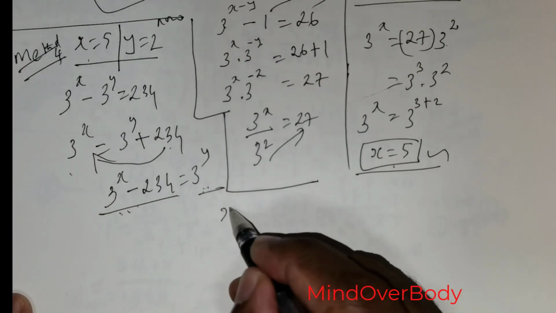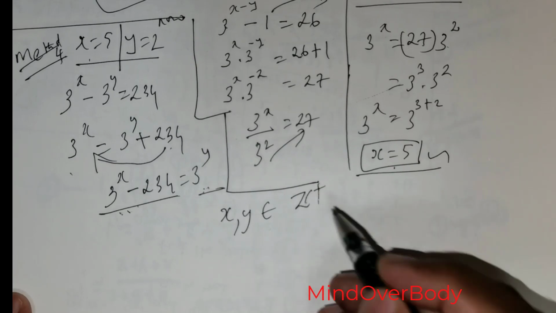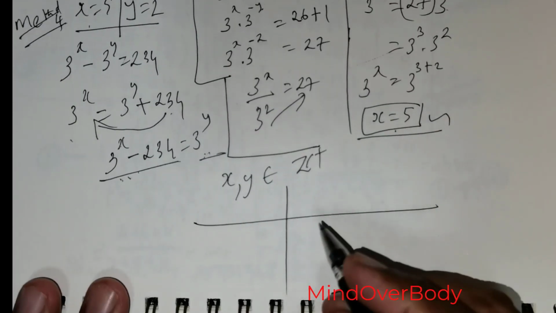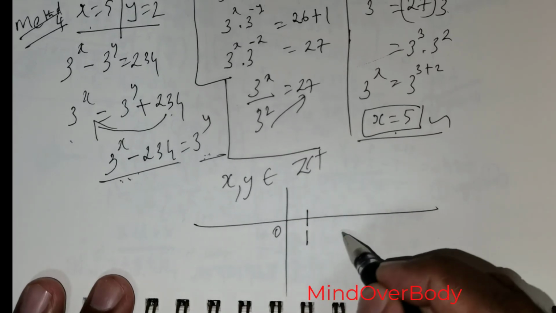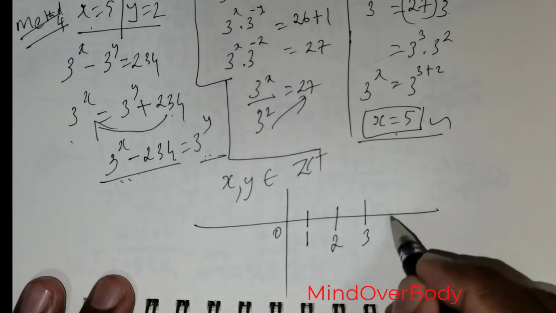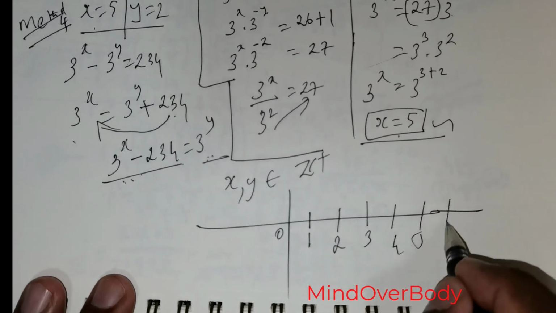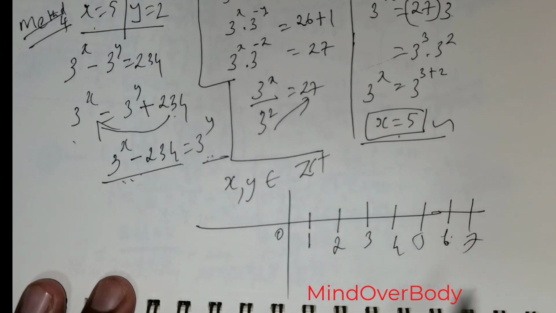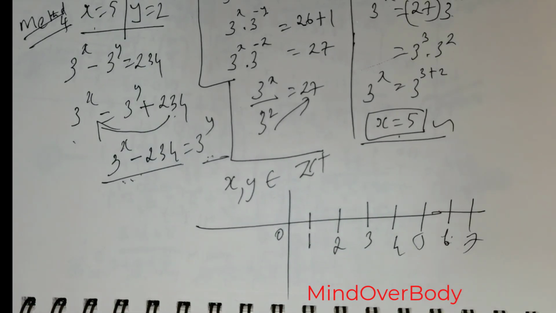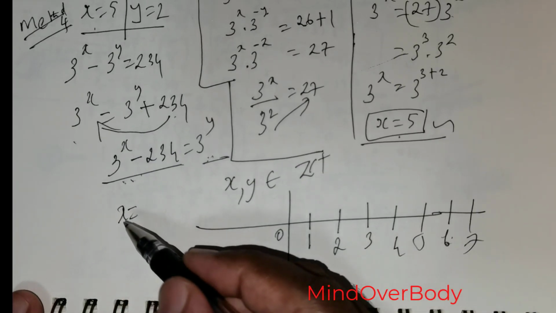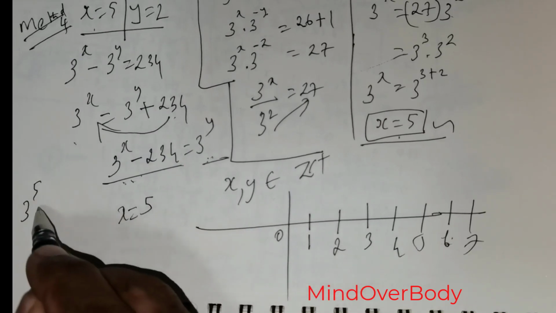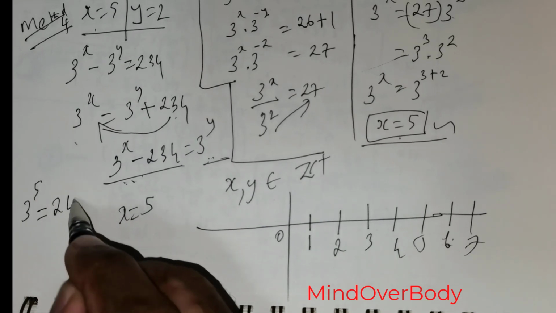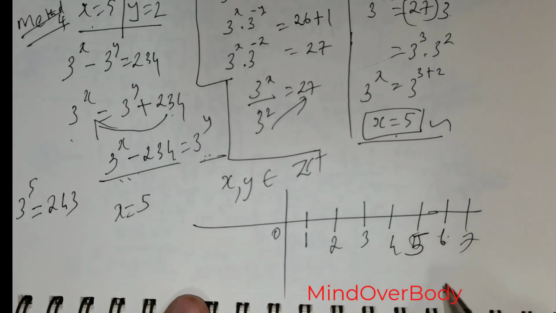Now x and y are given to be elements of positive integers, so leave the 0 out. So I start with 1, I start with 2, 3, 4, 5, 6, 7, so on and so forth it goes. Now at the value when x is equal to 5, 3 raised to the power of 5 gives us a value of 243. Okay, when x is equal to 5, 243.